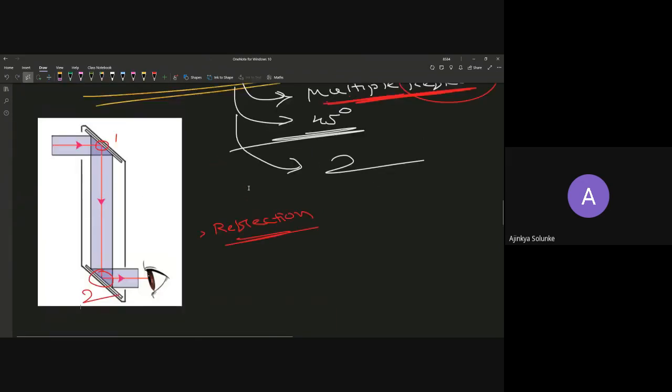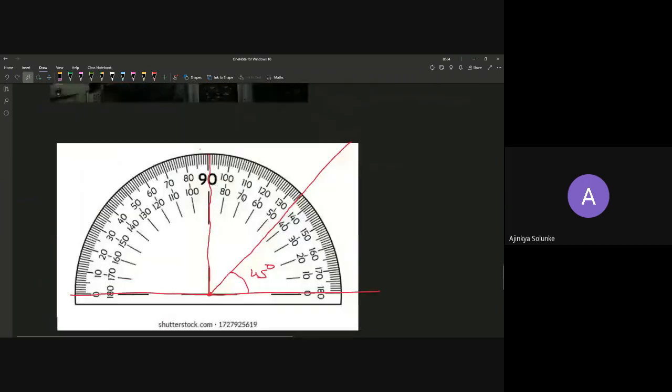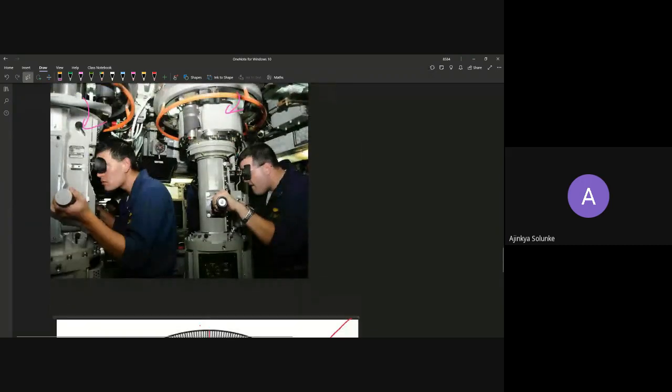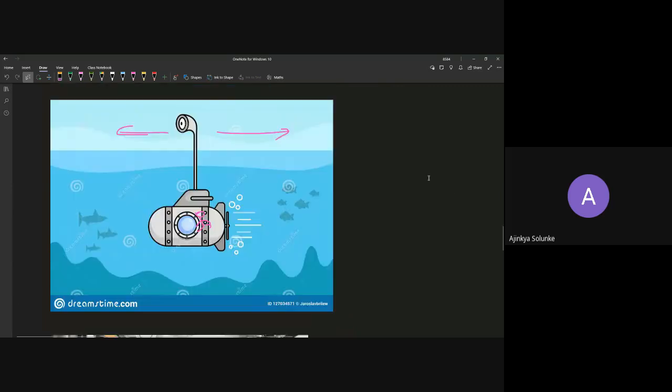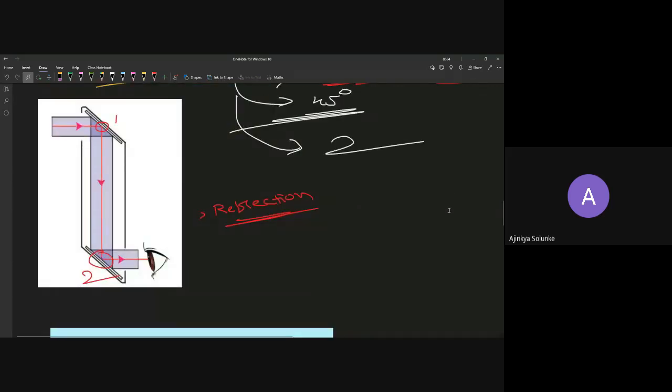Tell me one thing. Is the same device available here as it is, or with some modifications? Modifications. Obviously, modification. This is not as simple as it looks, right? Obviously, the machine in the submarine is quite different.